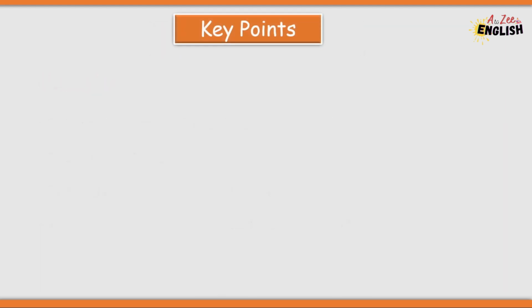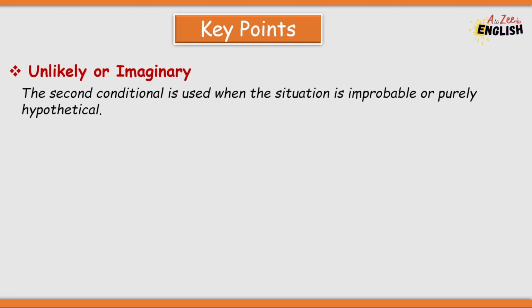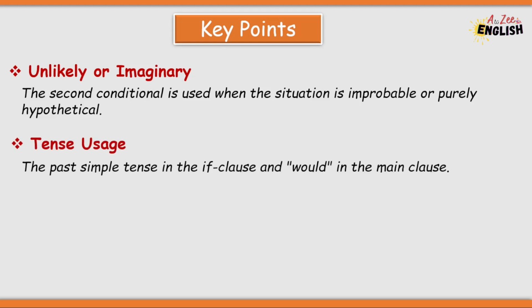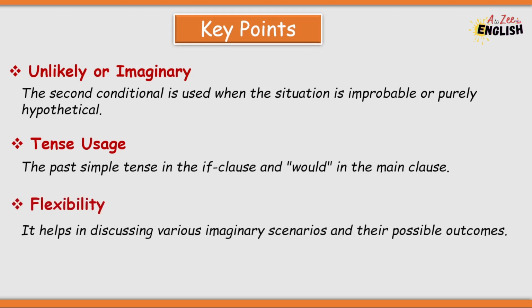Key points of using second conditional. Unlikely or imaginary situations. The second conditional is used when the situation is improbable or purely hypothetical. Tense usage. The past simple tense is used in the if clause and would in the main clause. Flexibility. It helps in discussing various imaginary scenarios and their possible outcomes.